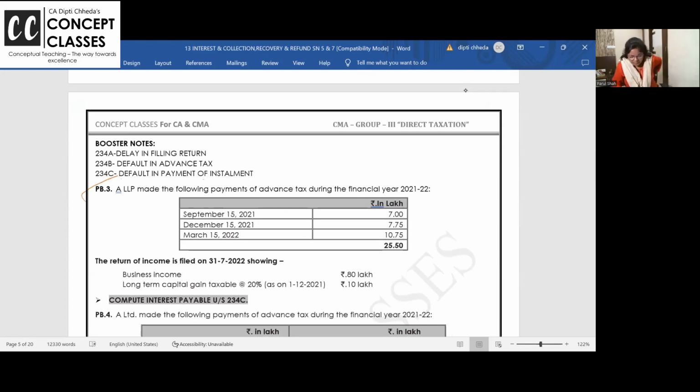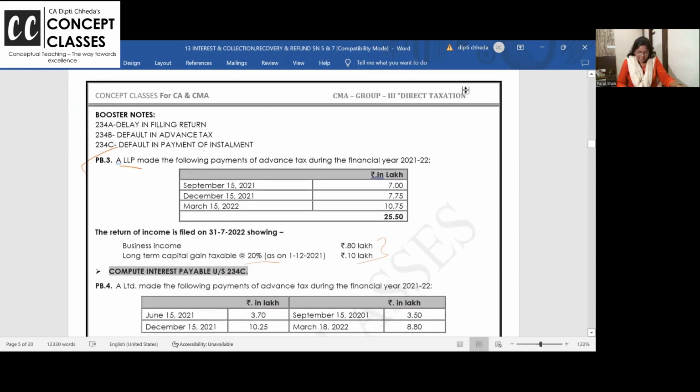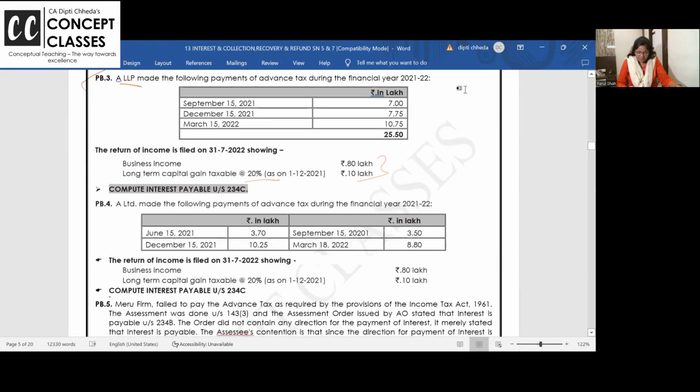The third one. Already some installments are paid. Tax and all you know, already they've given you 10% and business income is there. And it is an LLP, so 30% tax. Surcharge will not be there because the income does not exceed 1 crore. And just calculate. Okay.